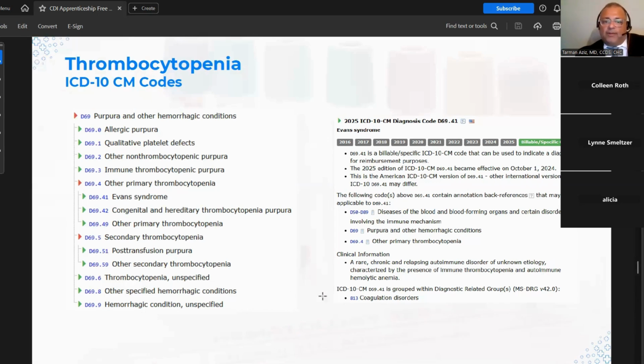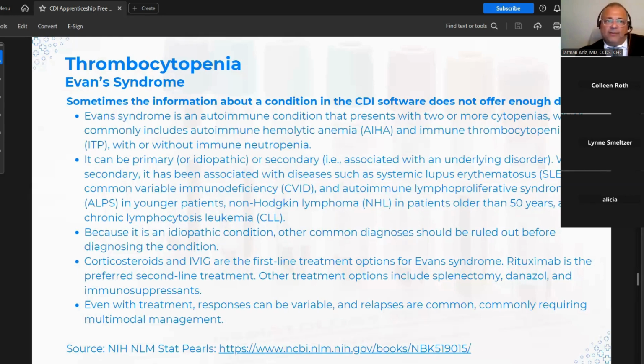You can see it groups to the DRG 813 when it's the PDX or principal diagnosis. And if that's not enough, you can dive in deeper. A great source of knowledge is the National Institutes of Health National Library of Medicine series, known as StatPearls. StatPearls can give you any number of great 2 to 3 page articles that you can learn everything you'd ever want to know and then some about any given condition.